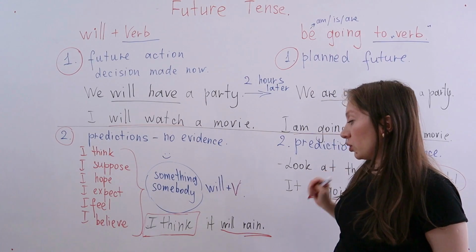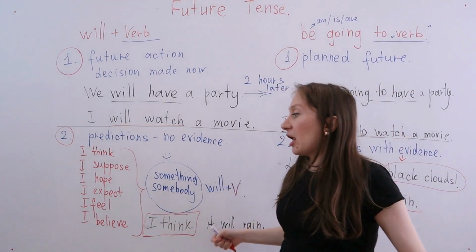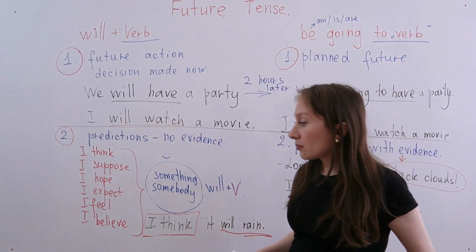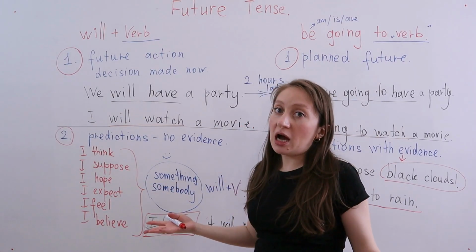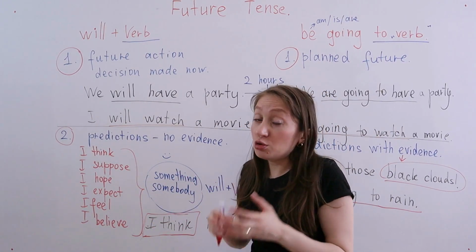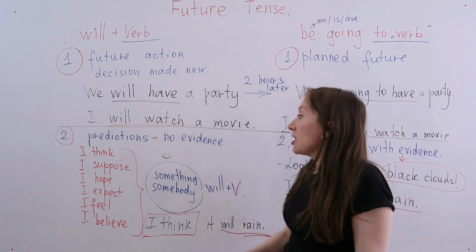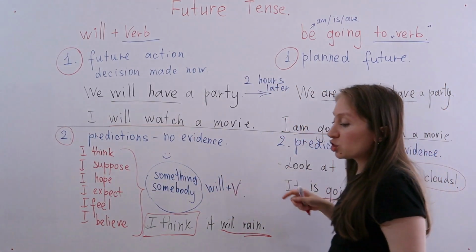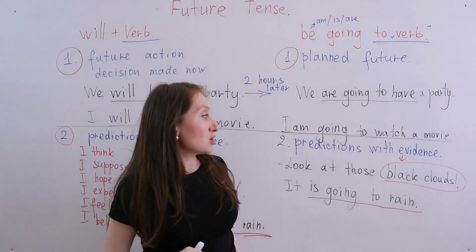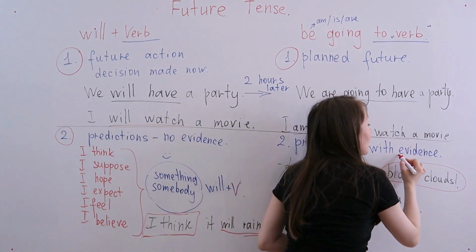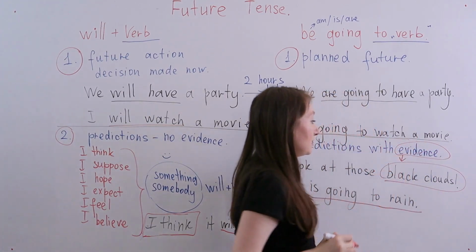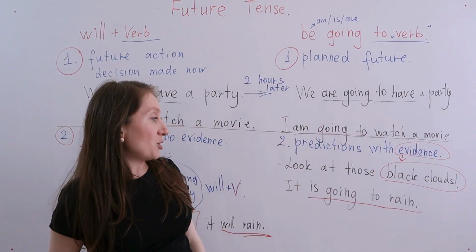I think it will rain. I hope I will pass my exam. I suppose he will come. Maybe not. You just predict it. Nobody knows, right? It's just your feeling. Here, if you use be going to construction, it means you have some kind of evidence. Black clouds in our case, right?